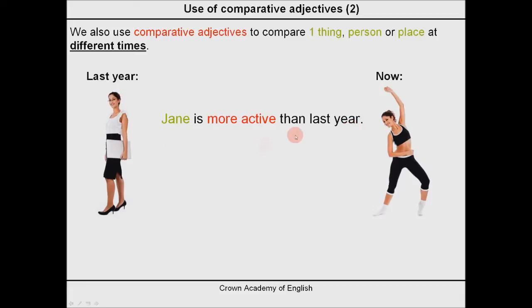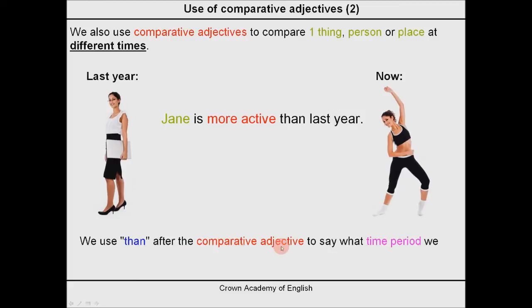Jane is more active than last year. Notice that we do not necessarily have to say the word now. It is implied in the sentence. And this time we use than after the comparative adjective to say what time period we are comparing something with. So here is than, and it comes after the comparative adjective and before the time period.